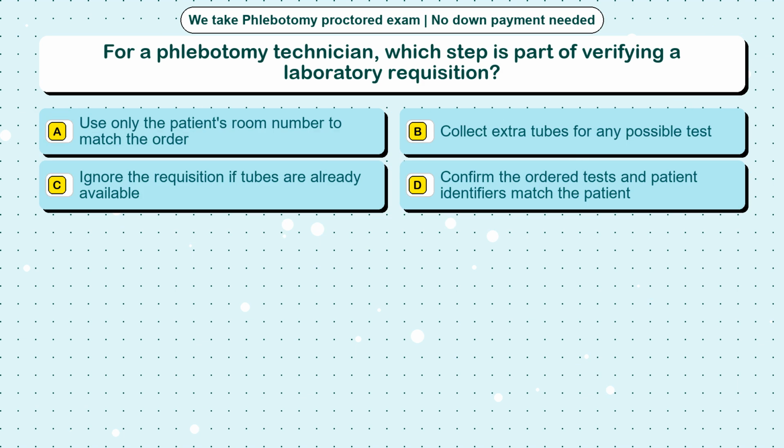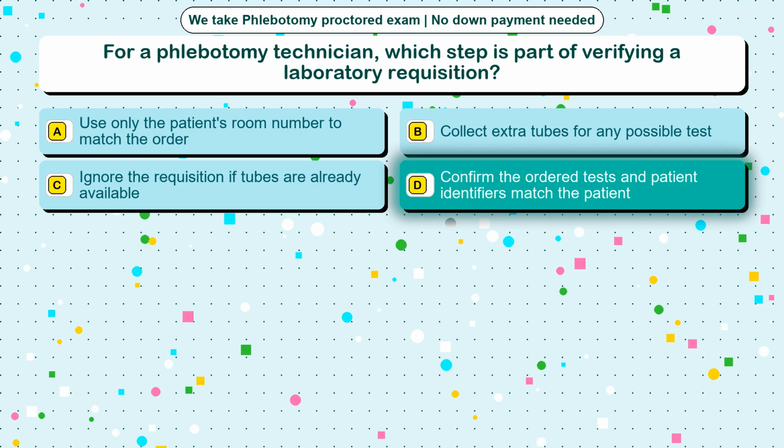Question 99. For a phlebotomy technician, which step is part of verifying a laboratory requisition? Option A. Use only the patient's room number to match the order. Option B. Collect extra tubes for any possible test. Option C. Ignore the requisition if tubes are already available. Option D. Confirm the ordered tests and patient identifiers match the patient.